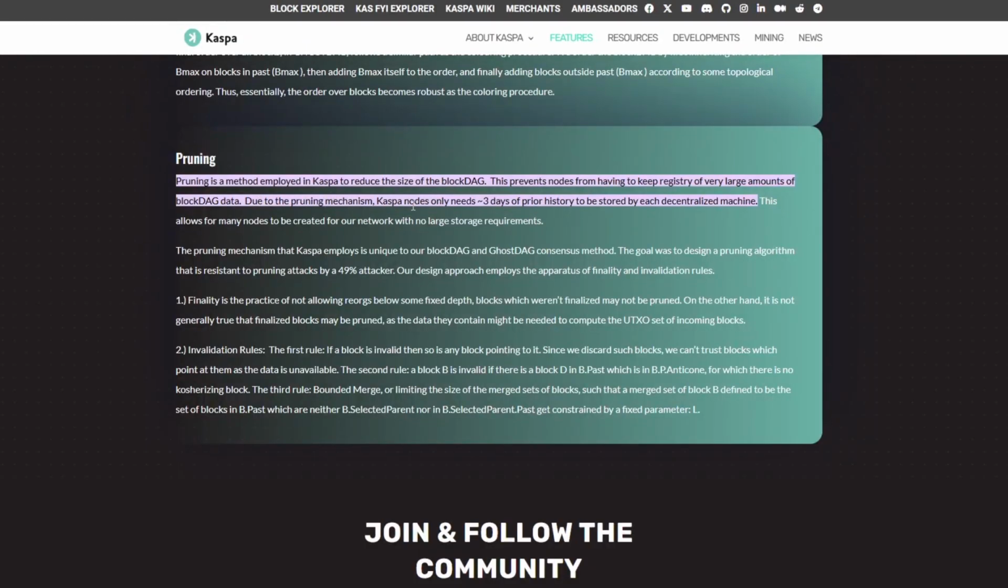So due to the pruning mechanism, a Kaspa node only needs 3 days of prior history to be stored by each centralized machine. Once 3 days has passed, it will get rid of the data, and therefore it's pruned that data so that the next 3 days can be open to transactions. Obviously it's happening in real time, so as one enters the 72 hours, it gets taken off, and a new one must pop up within the next second.